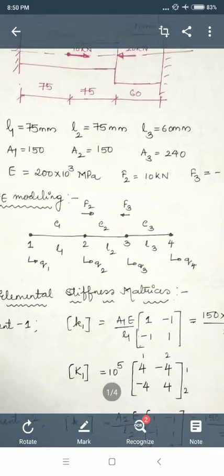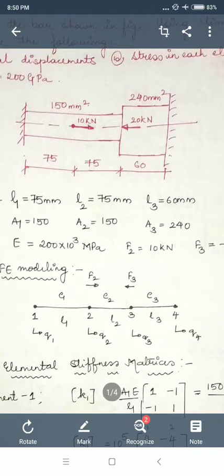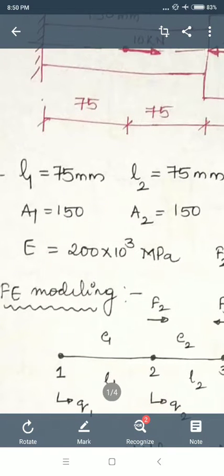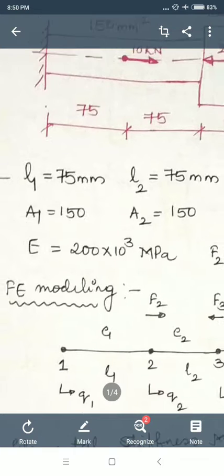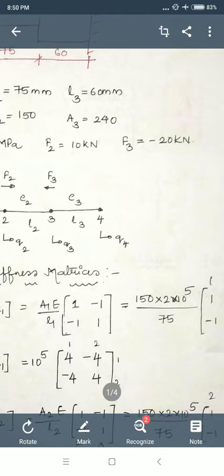You know that for element number 1, all the values are given here. Cross section area is 150 mm square. Length of element number 1 is 75 mm. E, Young's modulus, is 200 into 10 to the power of 3 megapascal. Substitute all the values here. A1 equal to 150, E equal to 2 into 10 to the power of 5, L1 equal to 75.